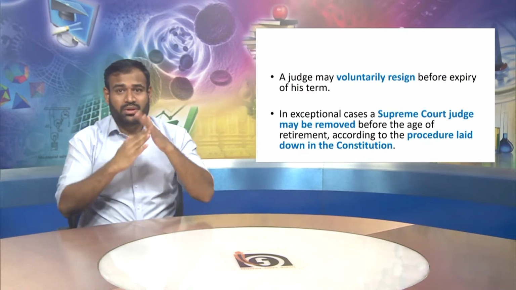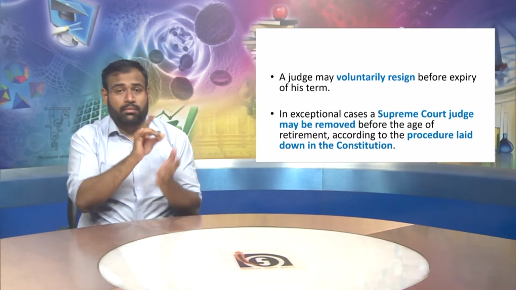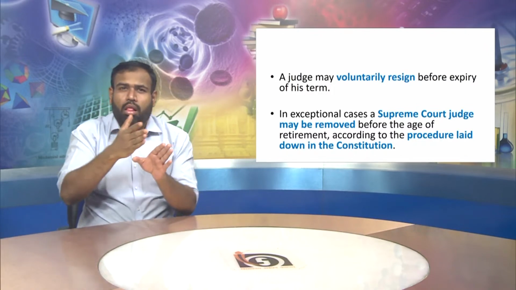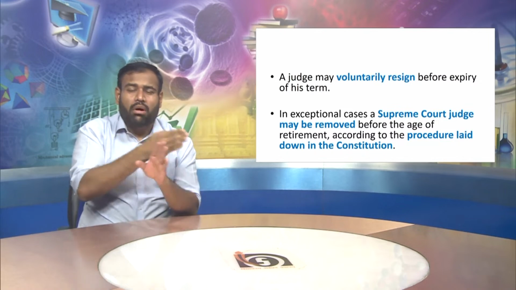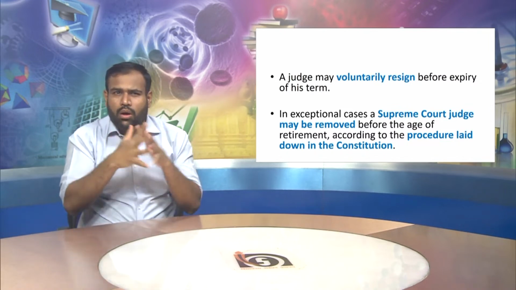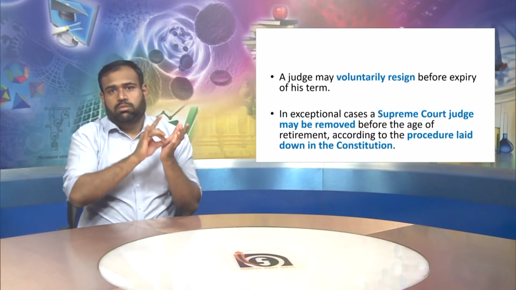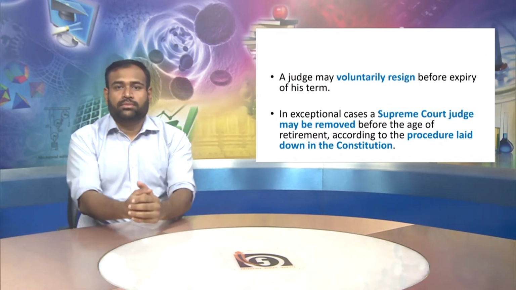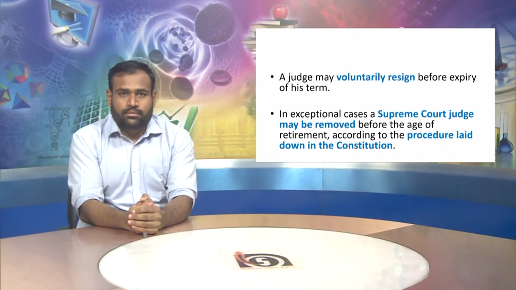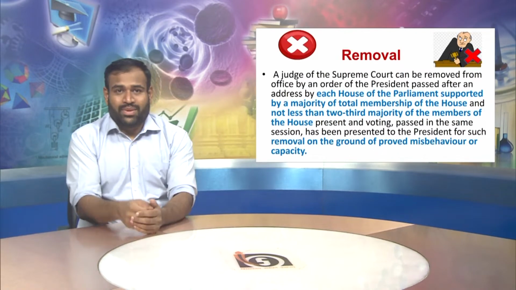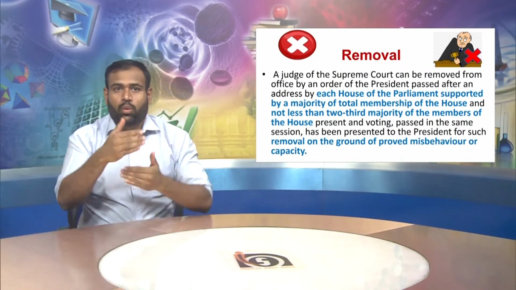In exceptional cases, a Supreme Court judge may be removed before the age of retirement, according to the procedure laid down in the Constitution. Removal.